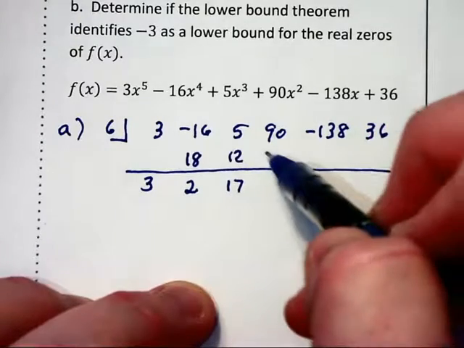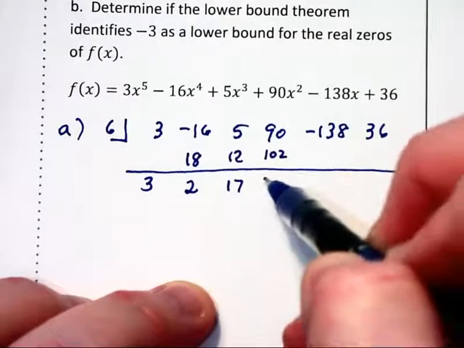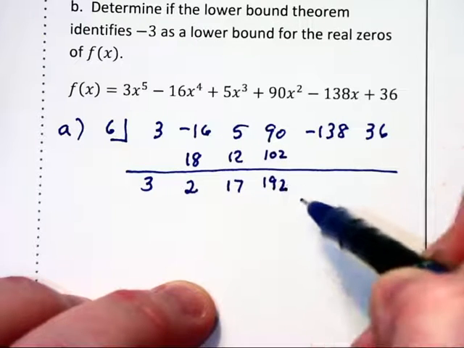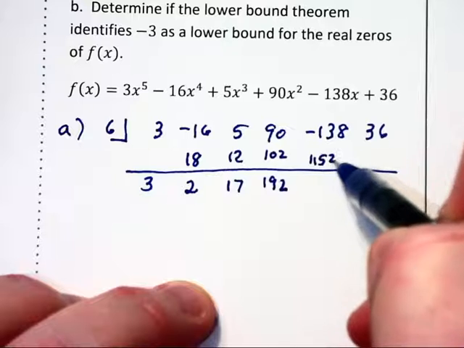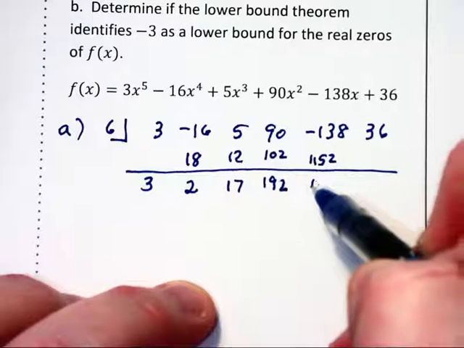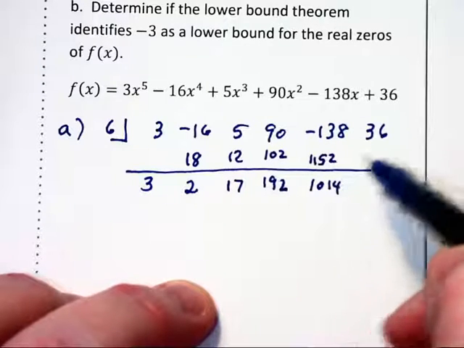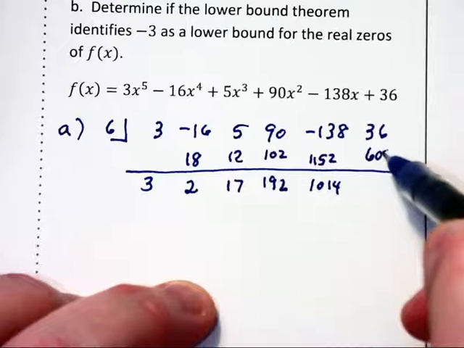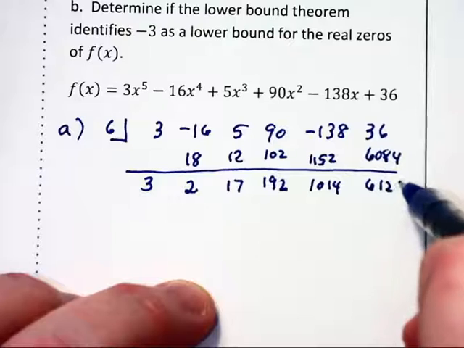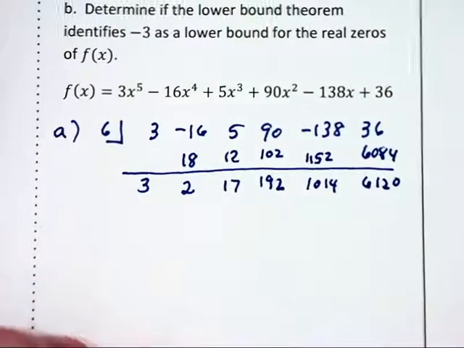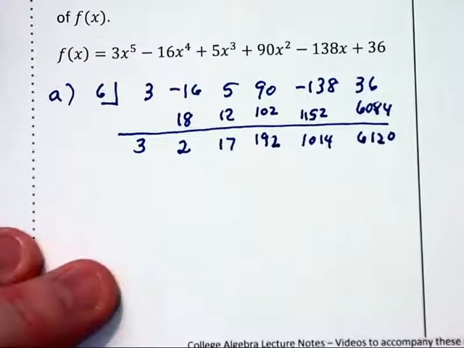6 times 17 is 102, plus that 90 is 192. 6 times the 192 is 1,152. Add the -138 to get 1,014. Multiply by 6 to get 6,084, and add down to get 6,120. Okay, now what are we going to look at to determine whether 6 is an upper bound?